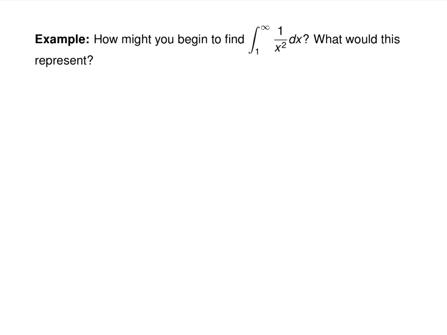Does it make sense that if you had no idea what to do, you could plug in a really big number for infinity, like 1,000, 10,000, et cetera, and keep plugging in bigger and bigger numbers for that upper bound and look at what happened as that upper bound got bigger and bigger?